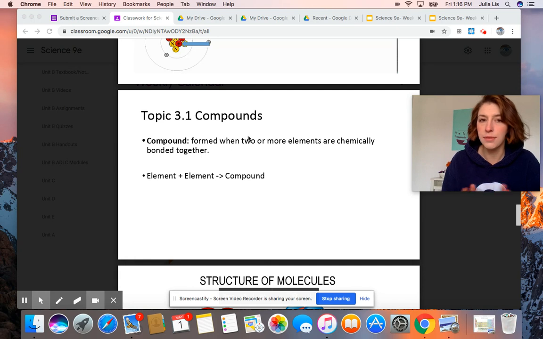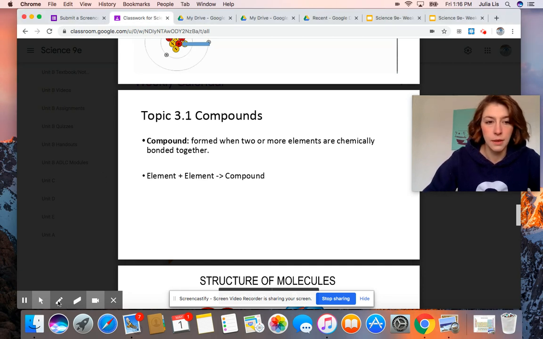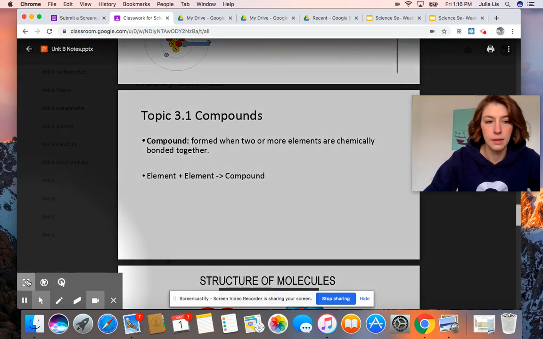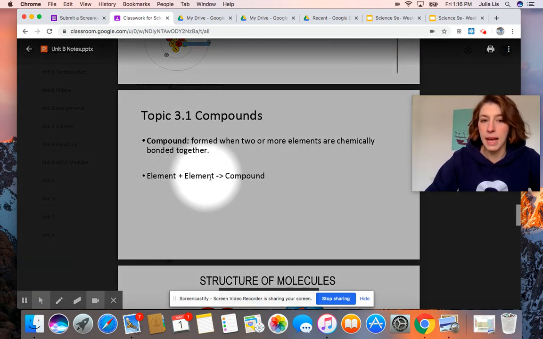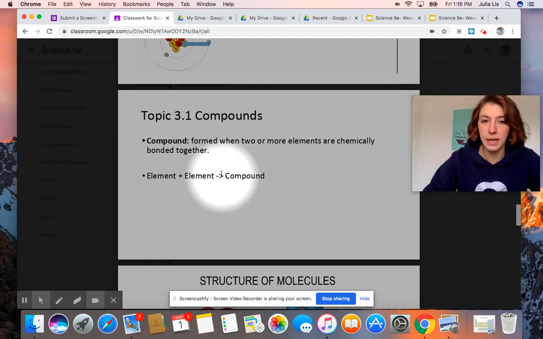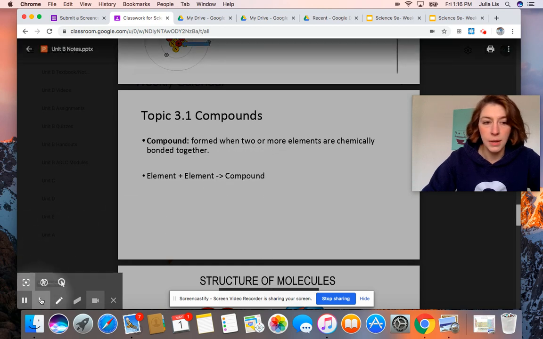If you ever have two elements bind together chemically, we call that a compound. So here, if I highlight, we have an element plus an element will yield, this little arrow here is a yield sign, so it's kind of like an equal sign, a compound, okay? And we're gonna get into two different types of compounds.